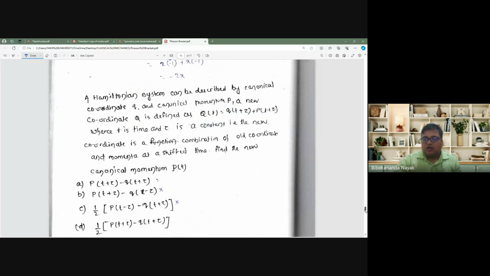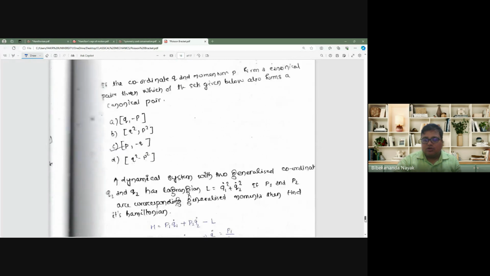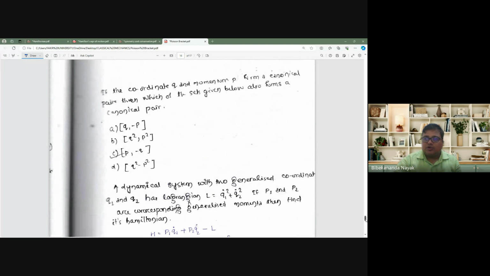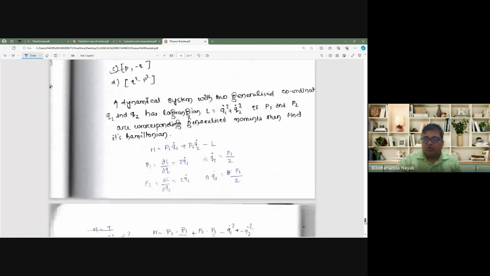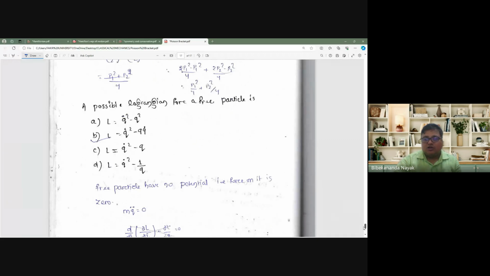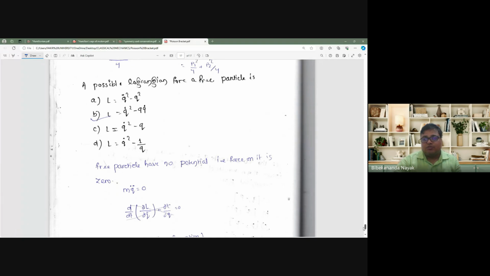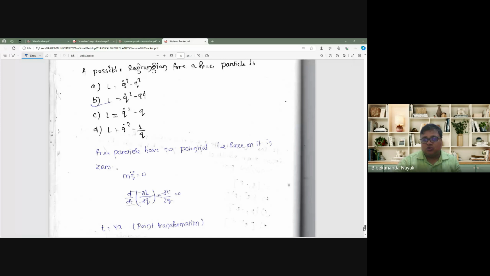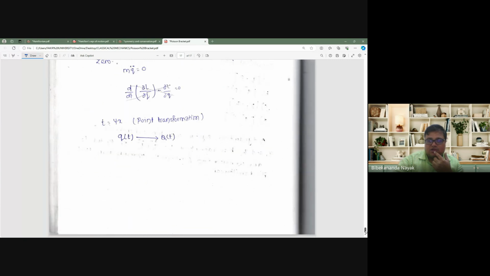Another problem, you have to do this problem. These are two of the problems. If the coordinates and canonical momentum are given, then which one is canonical? You have to check which one satisfies this. Then a possible Lagrangian for a free particle: which of the following represents a free particle? Free particle means potential energy is 0, so the net force acting on it is 0. The particle is free, there is no outside force on it. We have to prove this. There is a problem.